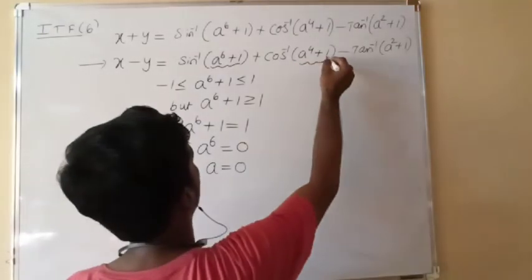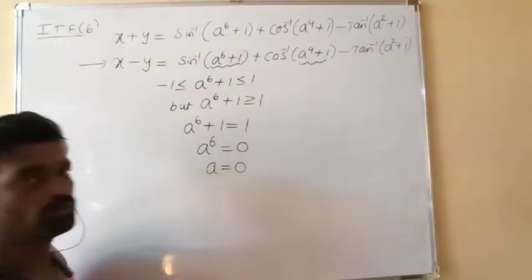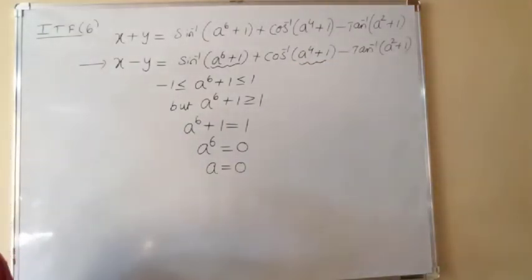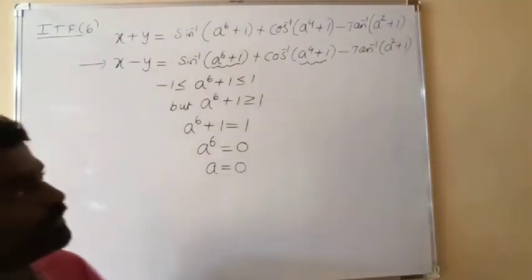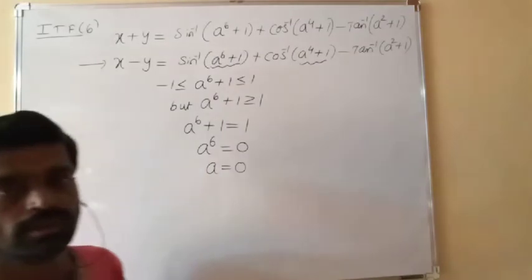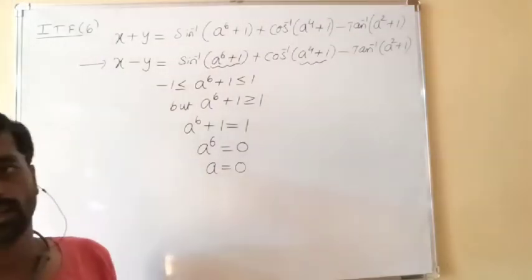Similarly, cos inverse of (a power 4 plus 1) is also defined only when the value of a is 0. Tan inverse of (a square plus 1) is defined for any real number a.